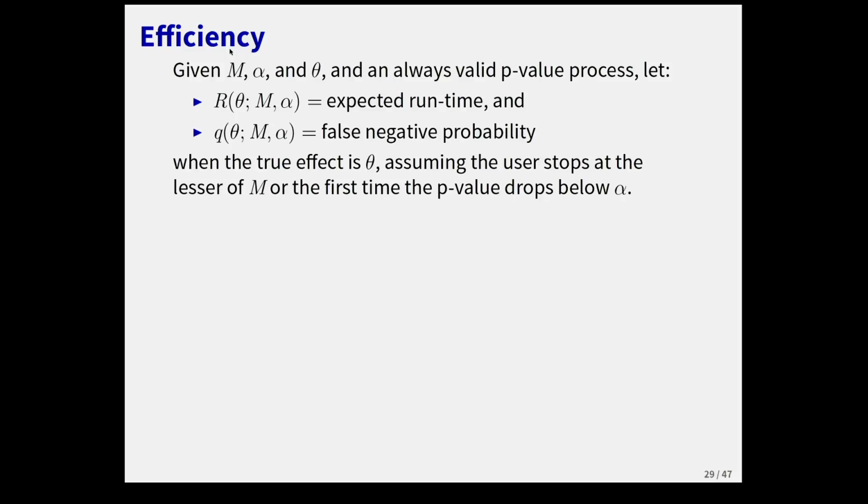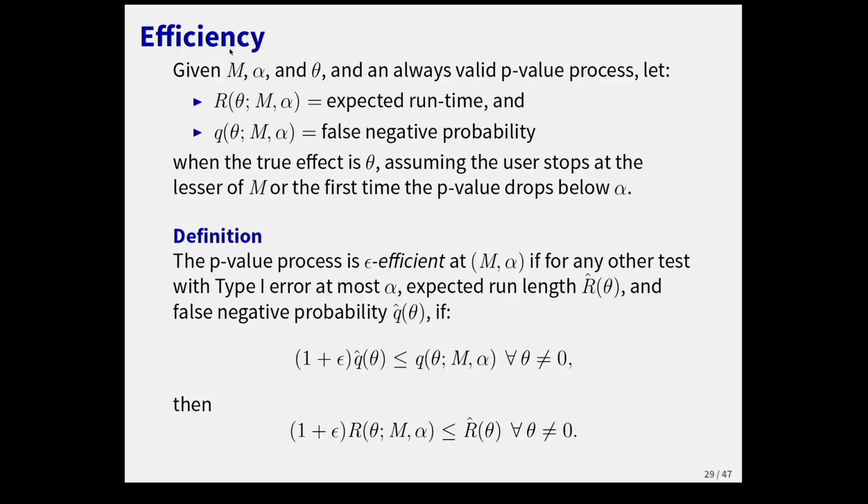And so this is what I just said. We're going to assume the user stops at the lesser of m or the first time the p-value drops below alpha. So this is for our mSPRT with a particular user model. Now what I'm going to do is compare that mSPRT to a different test which obeys the following two properties. Number one is that it also controls type 1 error. So there's this hat test, which has a q hat and an r hat, that also controls type 1 error. And it has the property that its false negative probability is 1 over 1 plus epsilon better than the false negative probability of our mSPRT, over all theta.